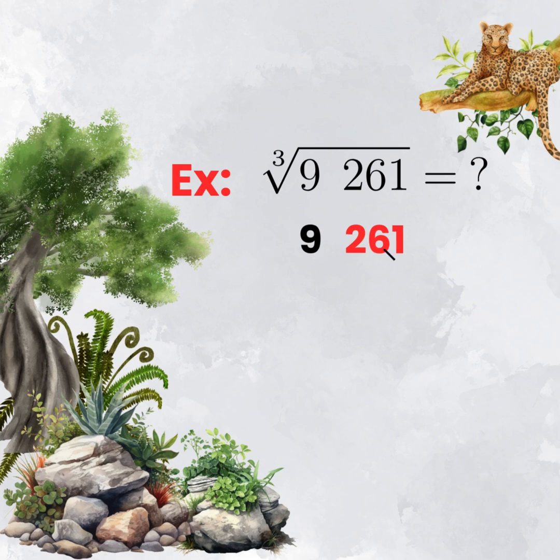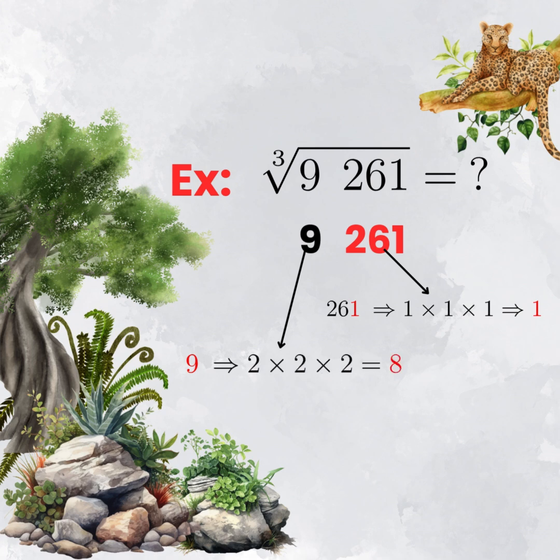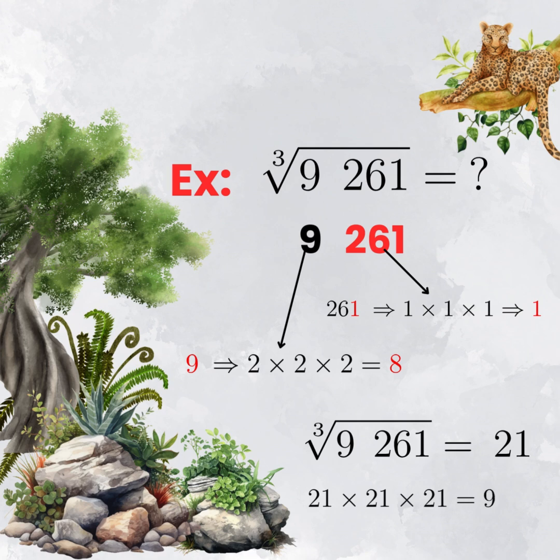Next, we find a number that, when multiplied by itself 3 times, gives 1 as the last digit. Based on the cube numbers shown earlier, we know that 1 times 1 times 1 is equal to 1. Then, we find a number that, when multiplied by itself 3 times, gives a value close to 9. The answer is 2 times 2 times 2 is equal to 8, which is the closest perfect cube below 9. So, we can say that the cube root of 9,261 is 21. To verify, take 21 times 21 times 21, which equals 9,261, confirming our answer.